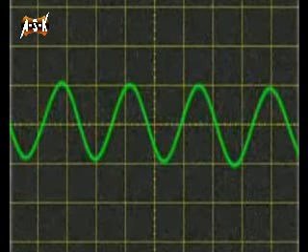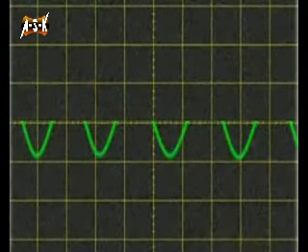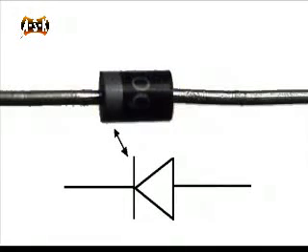World produce AC current and voltage. The current and voltage alternates between positive and negative, but most electronic devices require all positive or all negative current and voltage. Diodes. The diode is like a valve.